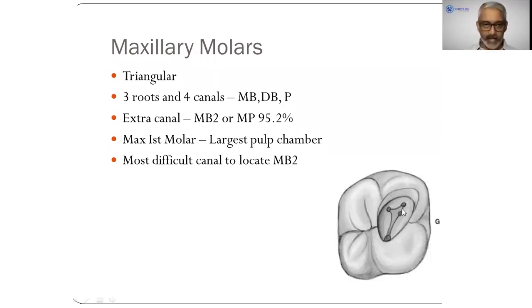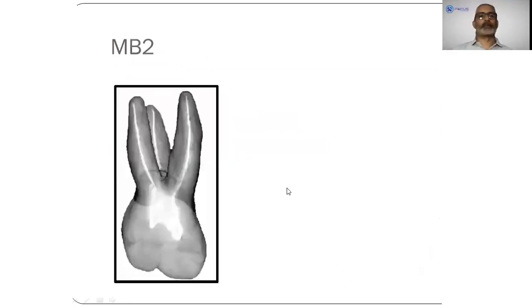And in this triangular axis, you can see 4 canals instead of 3. Why? Because your mesiobuccal root has got an additional canal called MB2. MB2 is also known as MP. What is MP? Mesiopalatal. Okay. And the most difficult canal to locate in a maxillary molar is your MB2. So why MB2 is that important?